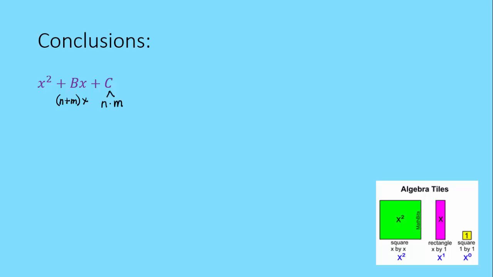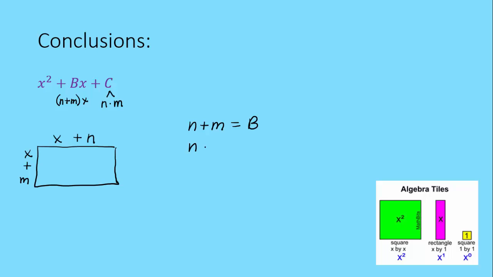So every time we're trying to break one of these down, the dimensions of the final rectangle are always going to be x plus one of those numbers and x plus the other number. Keep in mind that the sum of these two mystery numbers is always the coefficient of that middle term, and the product of these two numbers is always that constant term, and that will make the whole thing work. So that's the generalized strategy.